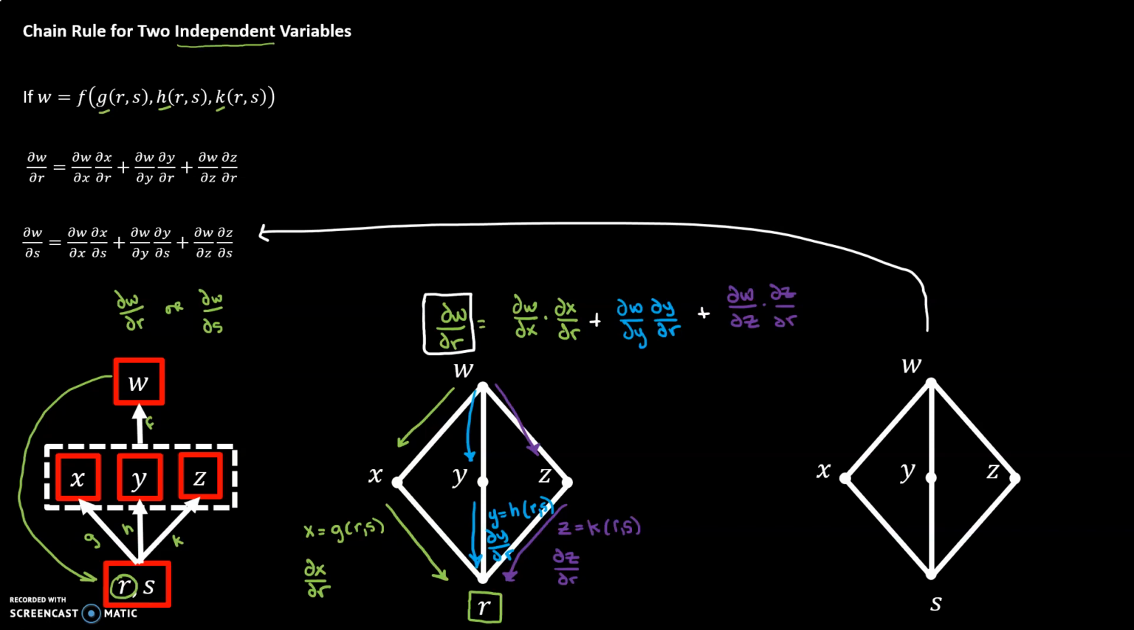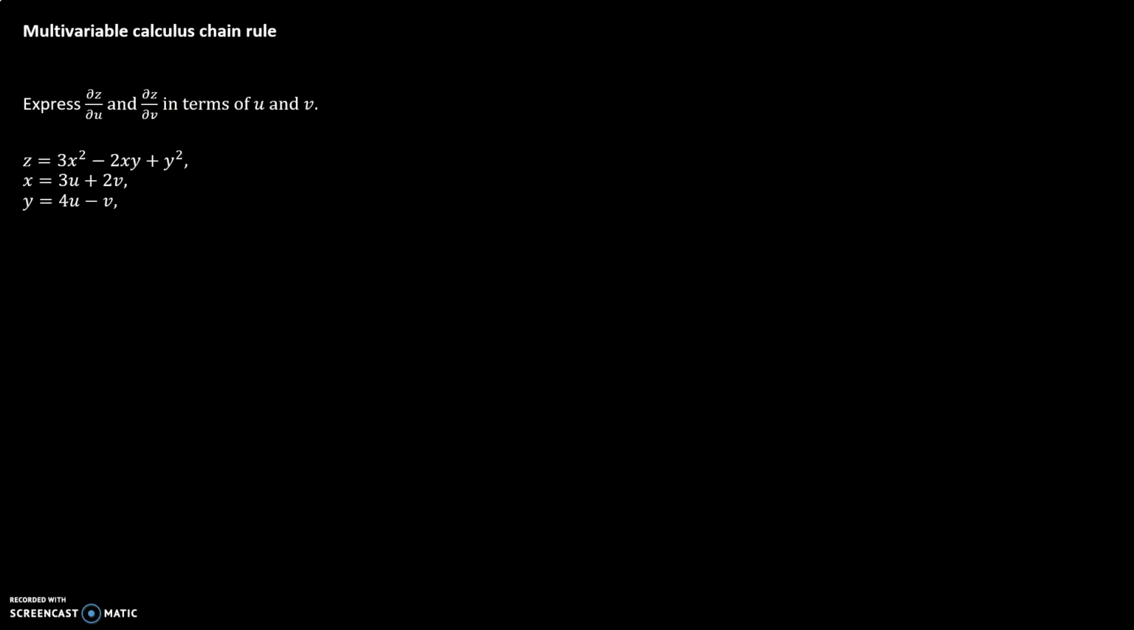All right, let's go ahead and practice using these. We're looking at a question that asks us to find two partial derivatives. The first one is asking for the partial of z with respect to u. The second one is asking for the partial of z with respect to v. Looking at the equations that were given, we can see that z is our dependent variable, x and y are the intermediate, and u and v are the independent.